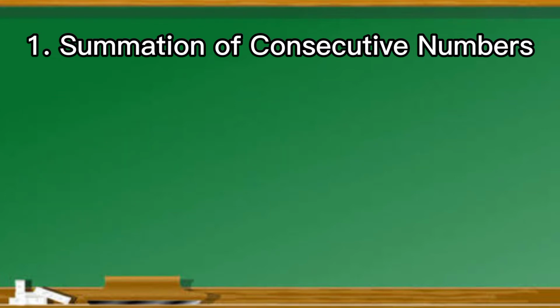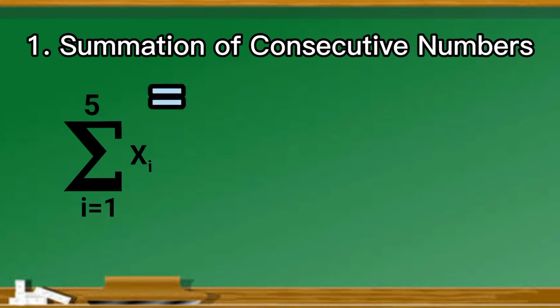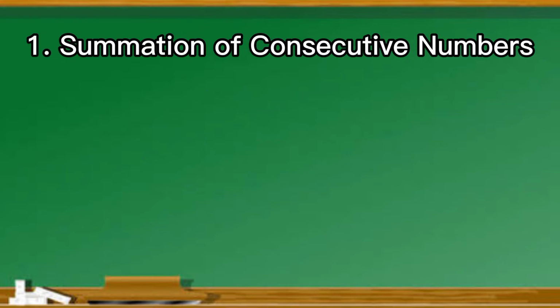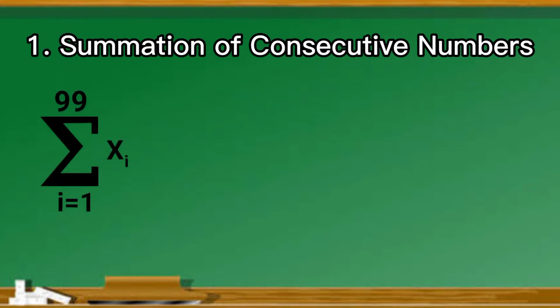Ngayon, magbigay tayo ng example. We have sum of x that is from 1 to 5. So, kung isusulat natin ito, it will become 1 plus 2 plus 3 plus 4 plus 5 and then simplify, we get 15. Now, let us try another example. So, we have summation of x that is from 1 to 99.